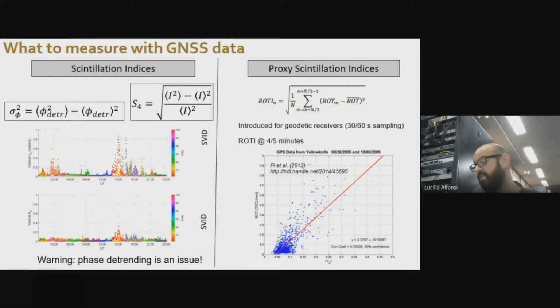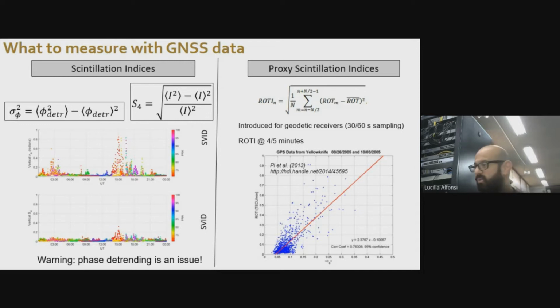This is why we have very few scintillation receivers all over the world, but a lot of geodetic receivers, tens of thousands all over the world. So we can try to exploit the signals from the geodetic receivers by defining what we call proxy scintillation indices. These are not directly the measurements of the scintillation indices, because we don't have those measurements, but we can define some proxy indices that give us an idea about the possible scintillation scenario.